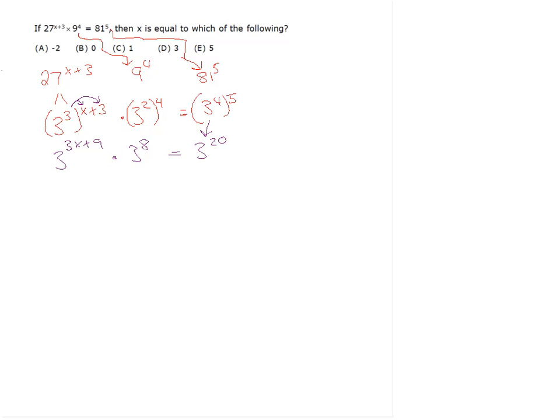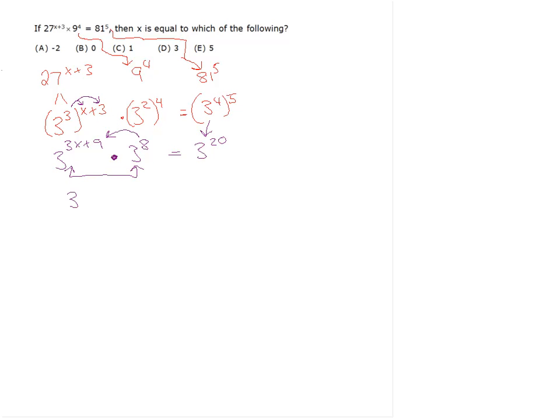So now you'll notice we have everything right where we want it. We have everything down to prime bases, and in fact, we have the same prime bases. So using rule number 1 that I taught you, when you have the same bases and you're multiplying, you can actually add the exponents. So the next best thing is to take 3 to the 3x plus 9 and add the 8 to it. Now, you always have to be careful here, because I realize that the bases are being multiplied there, but you're actually adding the exponents.